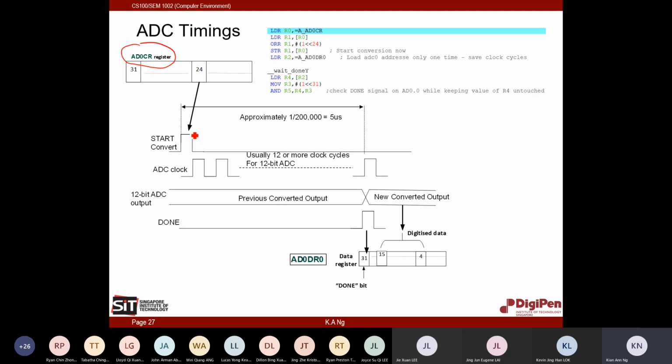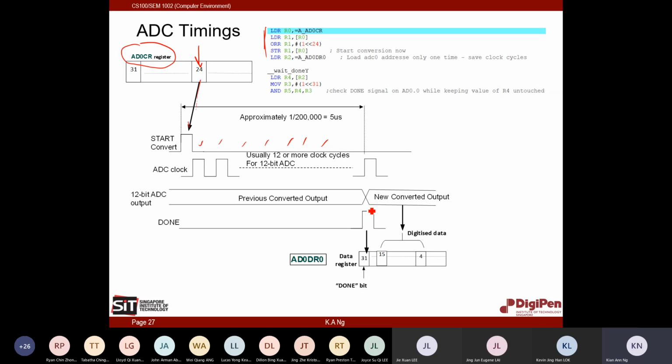Oh sorry, this is the start conversion. So you need to write to a register. Example code here, this is my code. You need to write to register 24 for AD0CR. When you set it, the ADC will start to convert. So it does the divide 12 times for the SAR ADC.